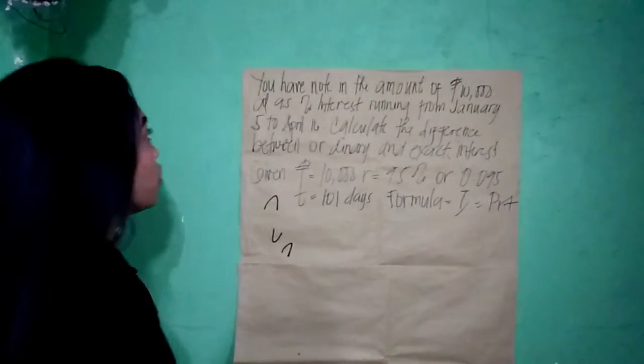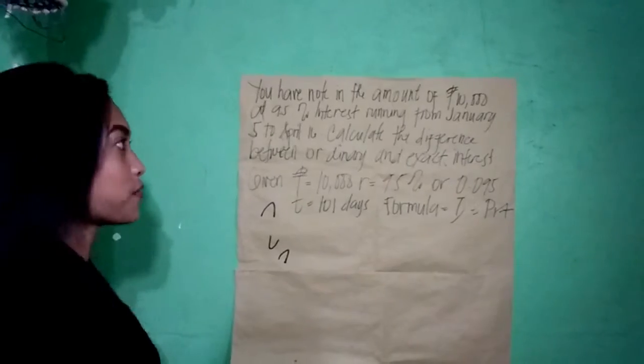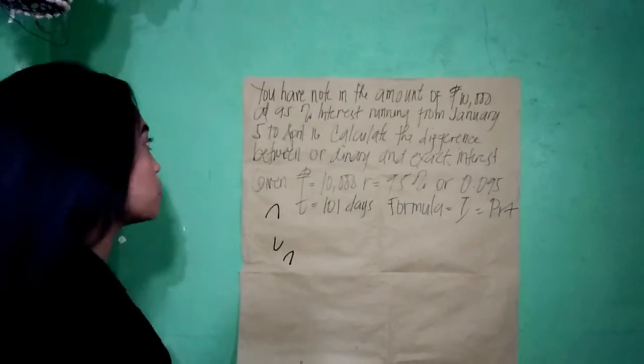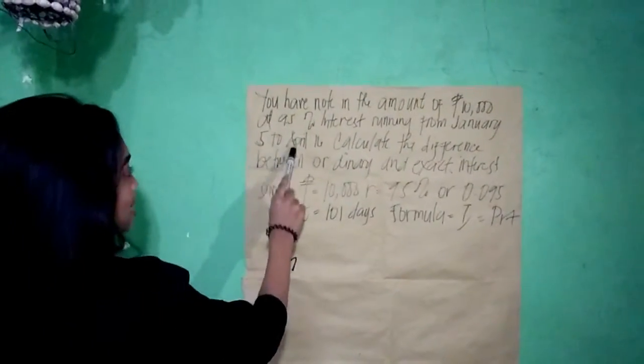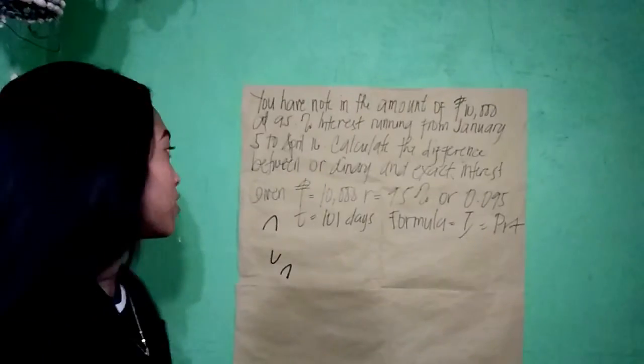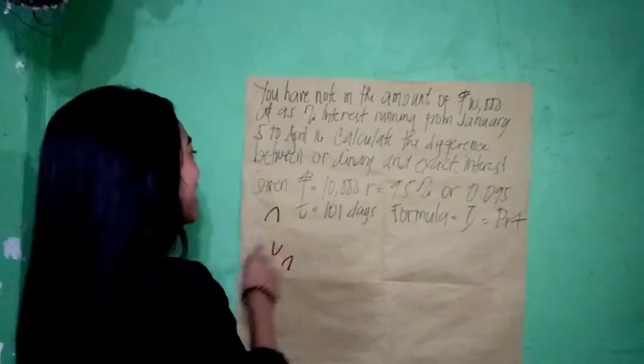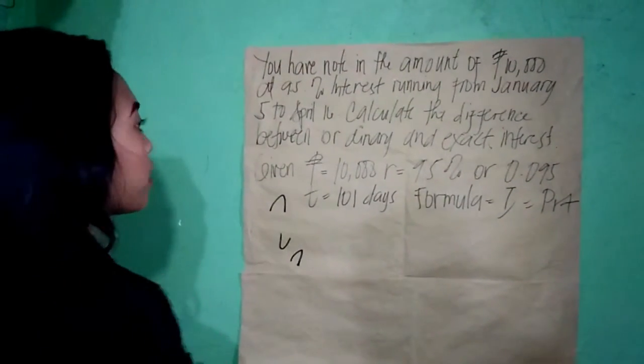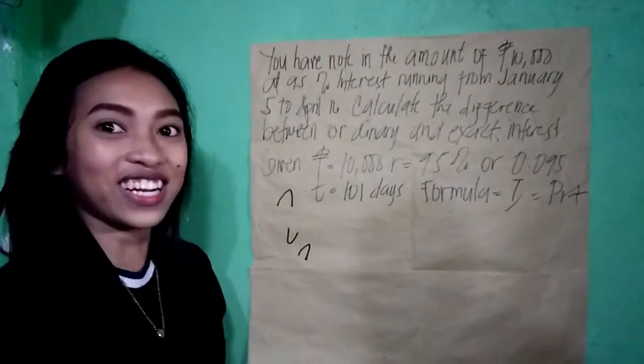Ninth problem. You have a note in the amount of 10,000 pesos at 9.5% interest running from January 5 to April 16. Calculate the difference between ordinary and exact interest.